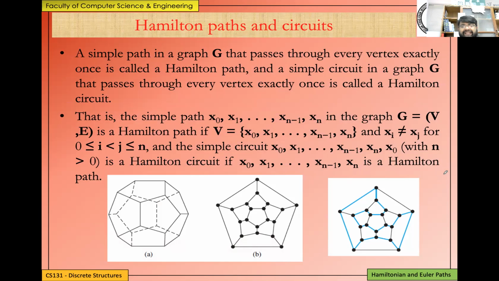If the path contains exactly all of these vertices x0 to xn, and there's no vertex that is repeated in this particular path, then nothing is repeated. And it is basically a circuit if it starts and ends at the same vertex and basically uses all of the vertices in the graph. If that is true and it returns and ends at the same vertex, then it is called a Hamilton circuit.